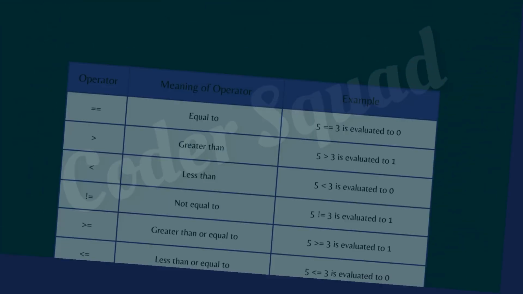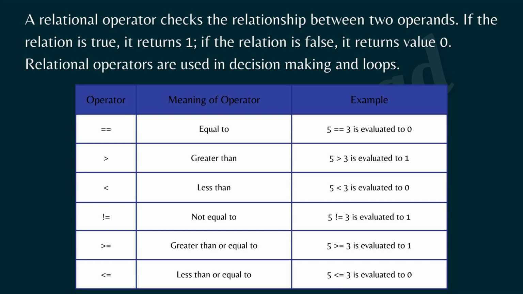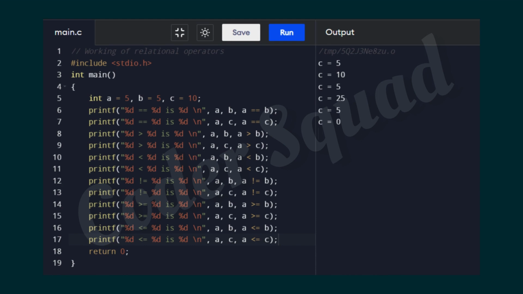Comparison operators are used to compare values. They return either true, 1, or false, 0. In C, we have ==, !=, <, >, <=, and >=.